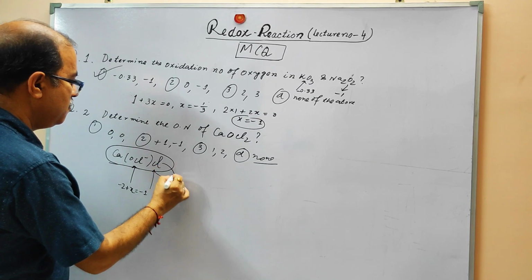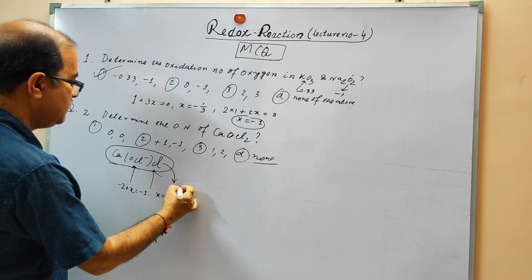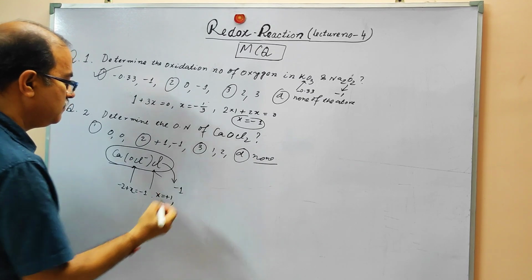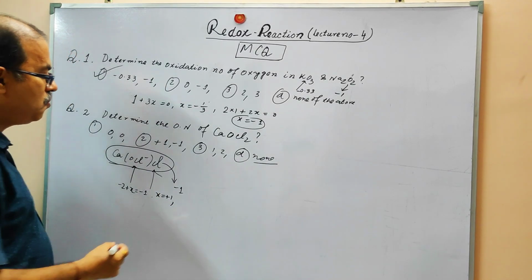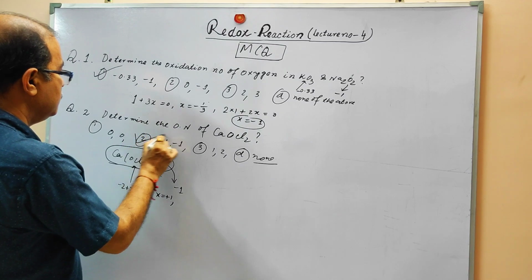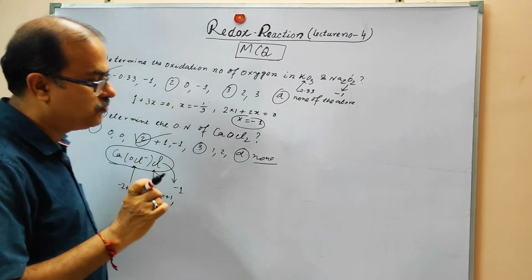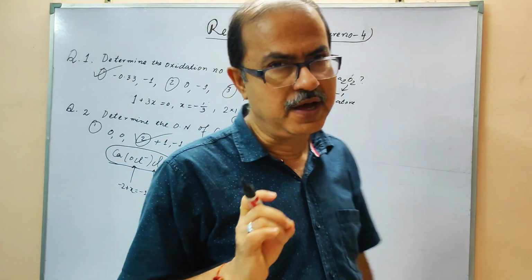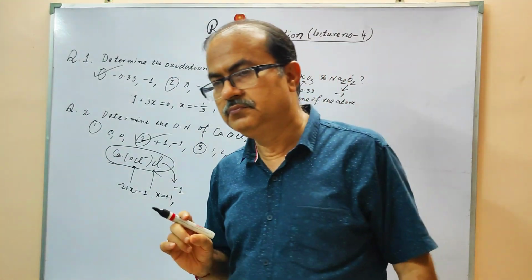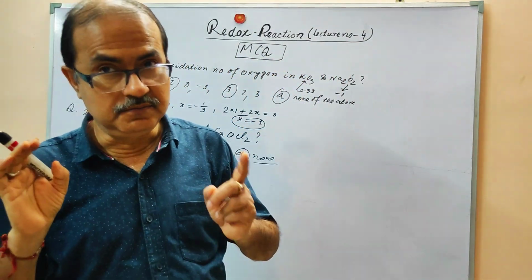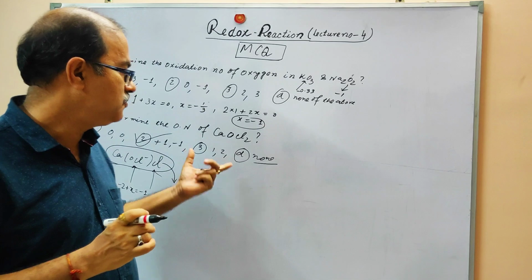At the same time, we know the other chlorine has -1. So what will be the right answer? Right answer will be 2. So you have to always understand the structure of the molecules. In this case, you can see.